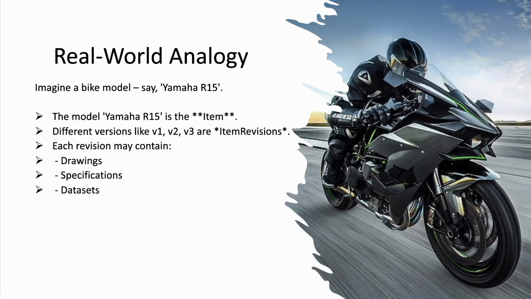Here's another example, the Yamaha R15 bike. The bike model R15 is the item. The versions V1, V2, V3 are the revisions. Each version has its own design and test details. This shows how Teamcenter is used in many industries: phones, bikes, cars, airplanes, even documents.